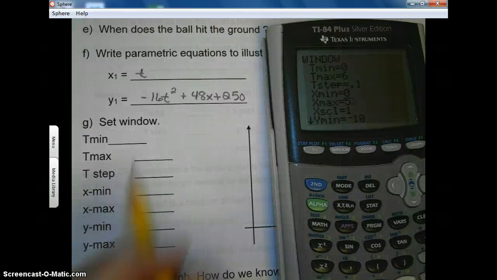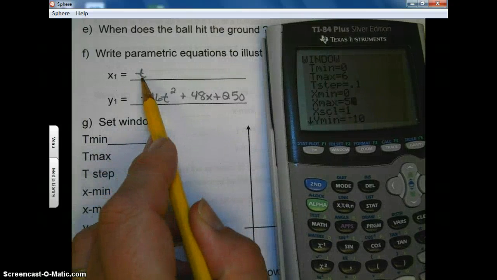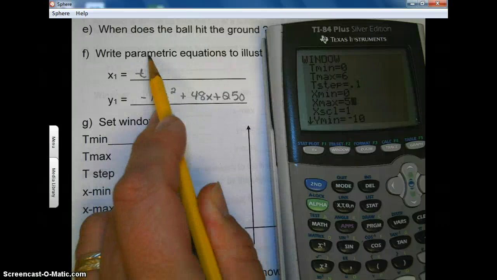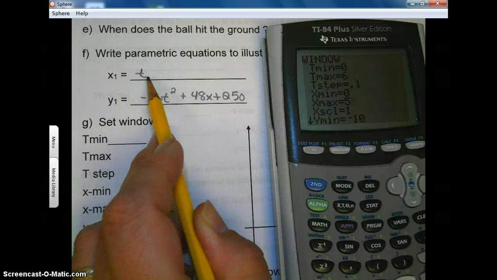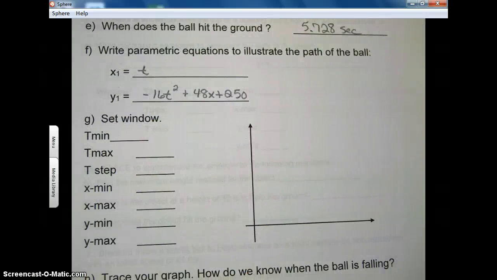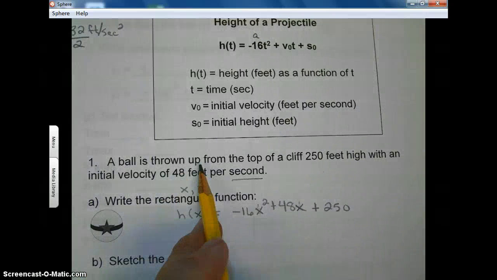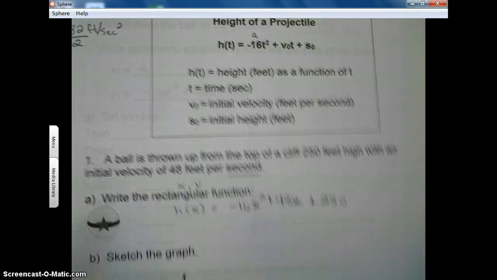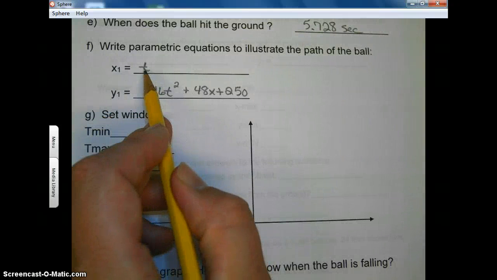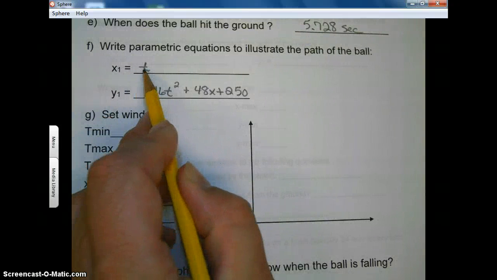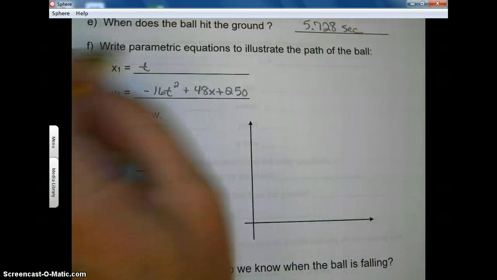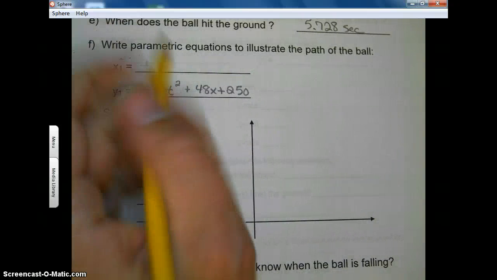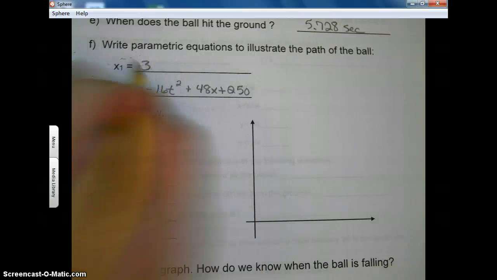Let's see. Is there any horizontal motion? Let's think about the question. The question said that the ball is thrown up. Okay, so there is no horizontal motion happening here, only vertical motion. So we're going to go ahead and make x a constant. So let's just pick a number for t.